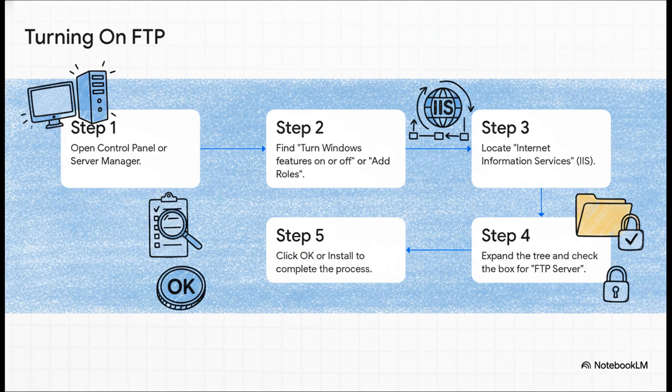So how do we actually get it turned on? It's a really simple process. Doesn't matter if you're on a regular desktop or a server version of Windows, you're just going to open up the Features panel. From there, you just find Internet Information Services, expand the little tree, and check the box for FTP server. Hit OK, and Windows takes care of the rest.